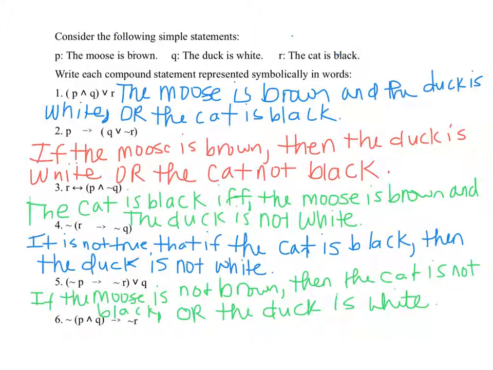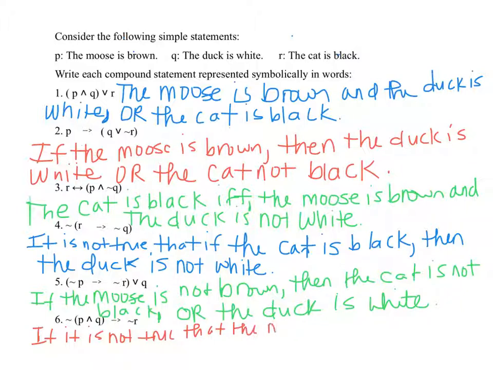All right, let's look at this last statement. I have not P and Q together. Then I have an arrow, meaning this is an if-then statement, and then I have not R. So what I'm saying here is, remember, this is a tilde or a negation on the outside of parentheses. So what I am saying is, it is not true. Okay. But then this is an if-then statement. So I'm going to say if it is not true that the moose is brown and the duck is white.